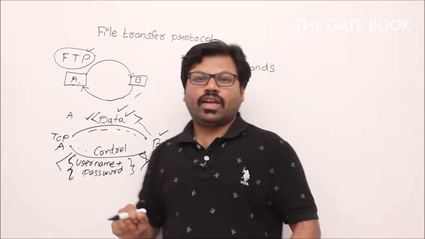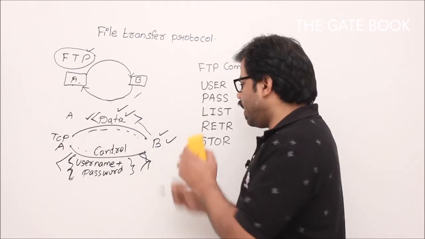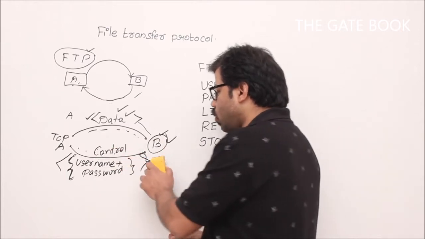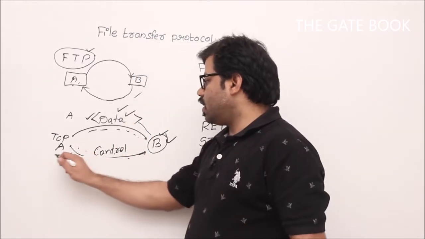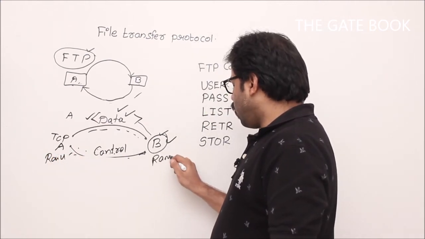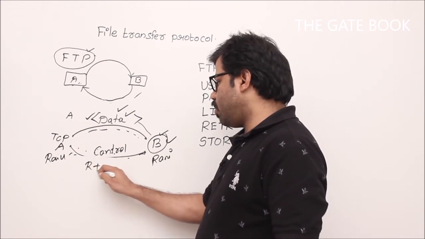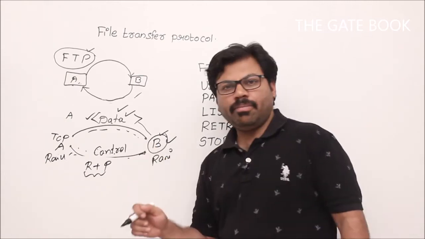Second one, your FTP connection is a stateful protocol. That means B, the one which is going to give permission, is going to remember the client. Who is that client? For example, let's say A is Raju and B is Rani. Now whenever Raju sends his username and password, R plus P, then B is going to remember them.